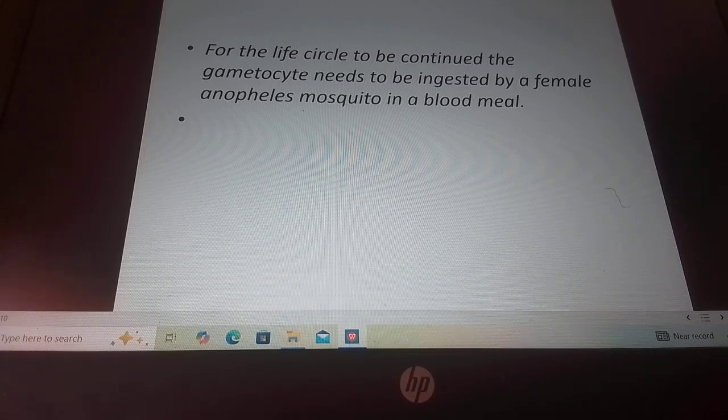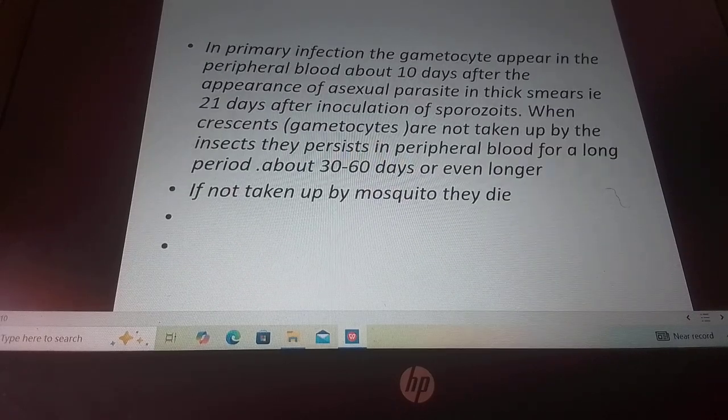So for the life cycle to continue, these gametocytes need to be ingested by a female Anopheles mosquito again in a blood meal, so that it will again ingest sporozoites. Once it bites you, then again the cycle will continue, and it will be complete.